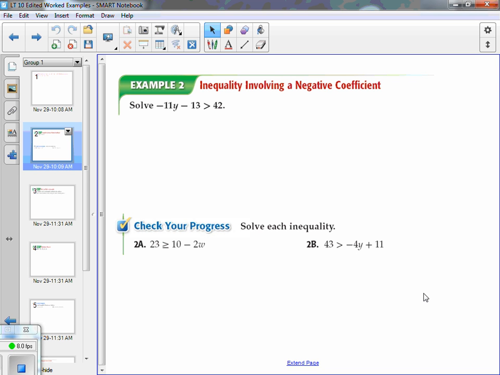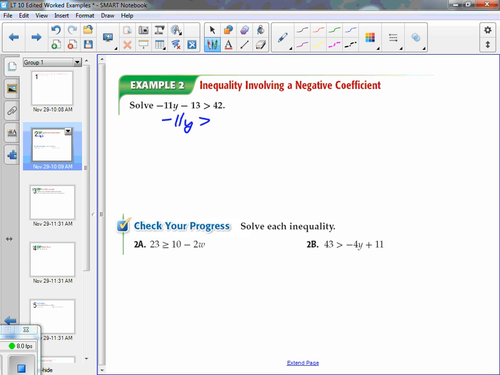So let's do this first one here at the top of the screen. We're supposed to solve negative 11y minus 13 is greater than 42. Now, if that was an equation, there's no simplifying to do on either side. You'd start off by adding 13 to both sides. That's what we're going to do. So we get negative 11y is greater than, now when I add 13 to both sides, on the right side I need to add 42 plus 13. Well, what is 42 plus 13? 55. I did not change my inequality sign, did I?